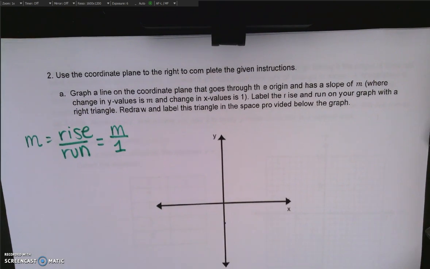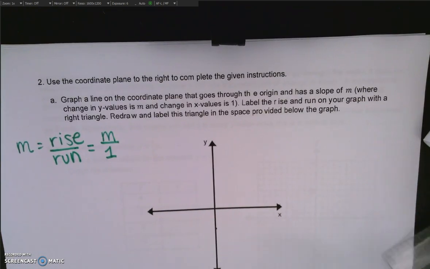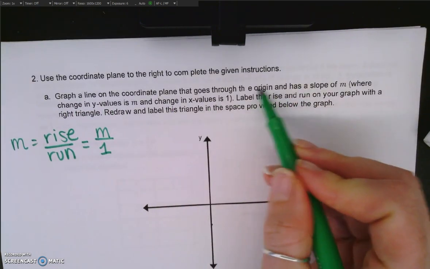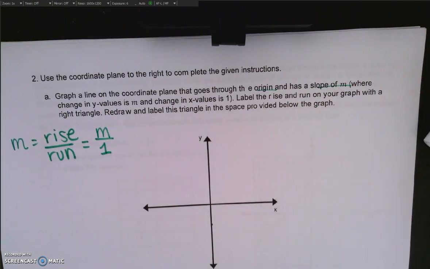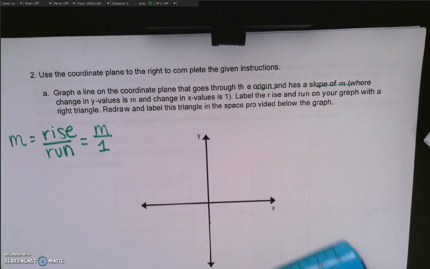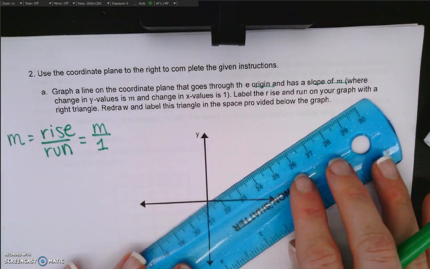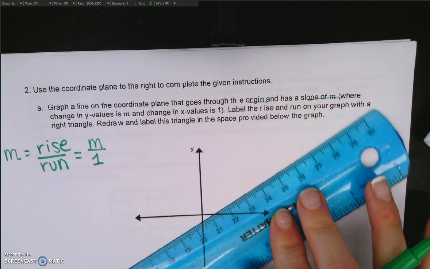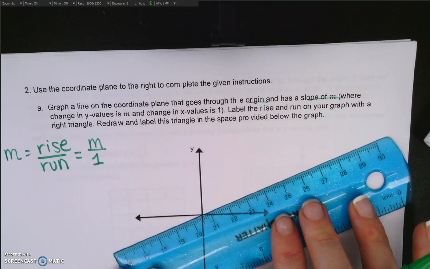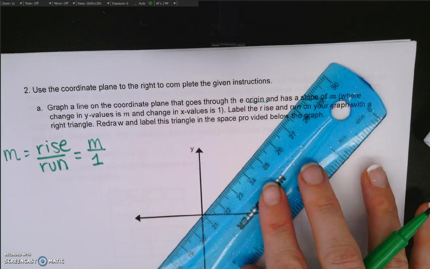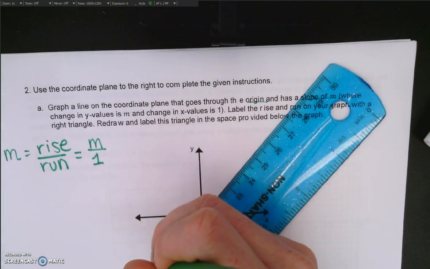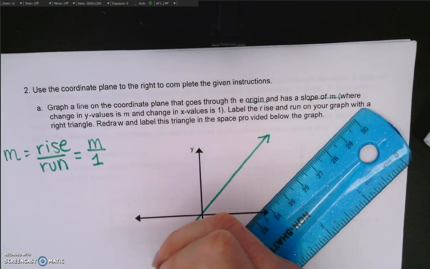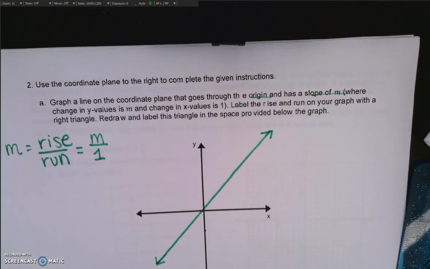So again, let's make sure you have a ruler for this construction. First thing we need to do is graph a line in the coordinate plane that goes through the origin and has a slope of m. We're going to take the slope of m to be positive to be similar to our last construction. However, this time you can make it as steep or as less steep as you'd like. I'm going to make mine a little bit steeper than I did last time. Make sure you go completely through the origin and include arrows on the ends of your line.